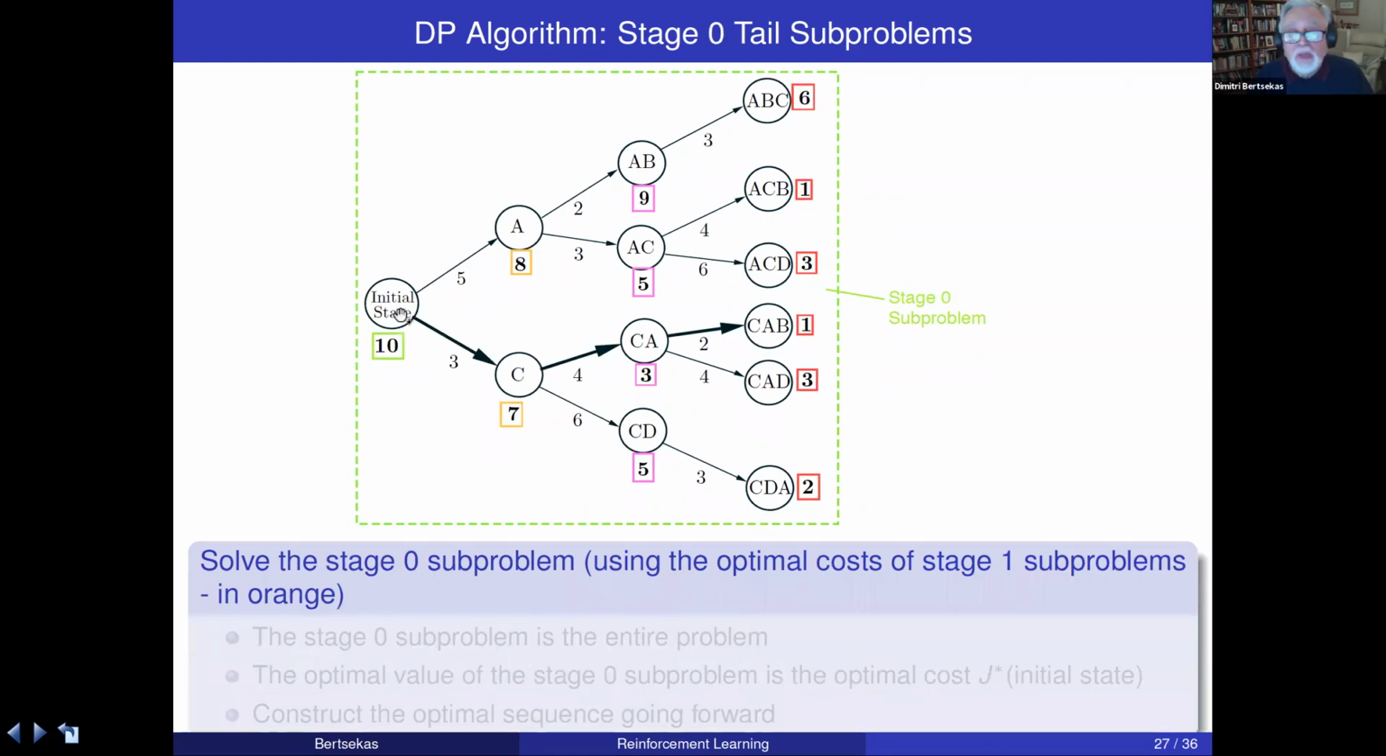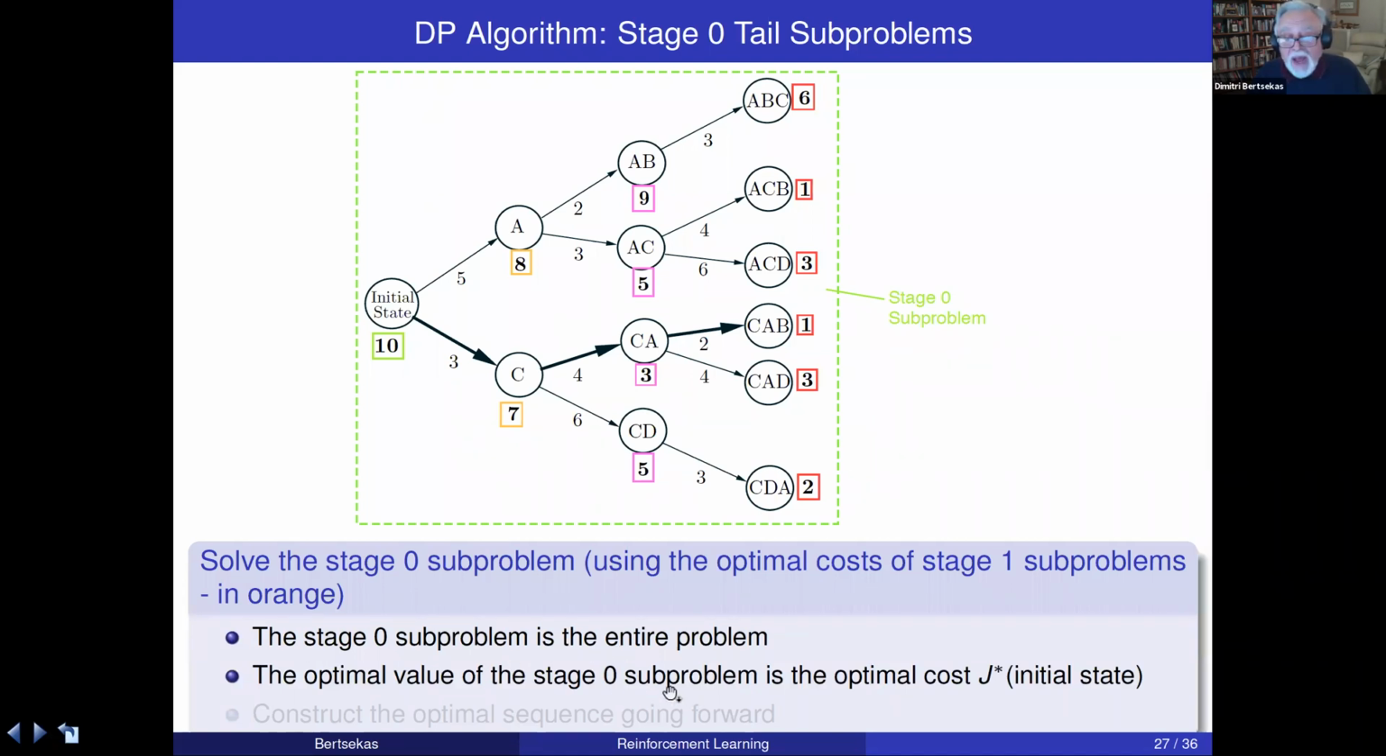to the initial stage. Having solved the orange problems, we look at the stage 0 subproblem by looking at just the next state here. 5 plus 8 is 13, 3 plus 7 is 10, and this one is best. So now, note that the stage 0 subproblem is the entire problem, okay? The optimal value at the stage 0 subproblem is the optimal cost, the cost at the initial state, at the empty schedule, and we can construct the optimal sequence going forward.